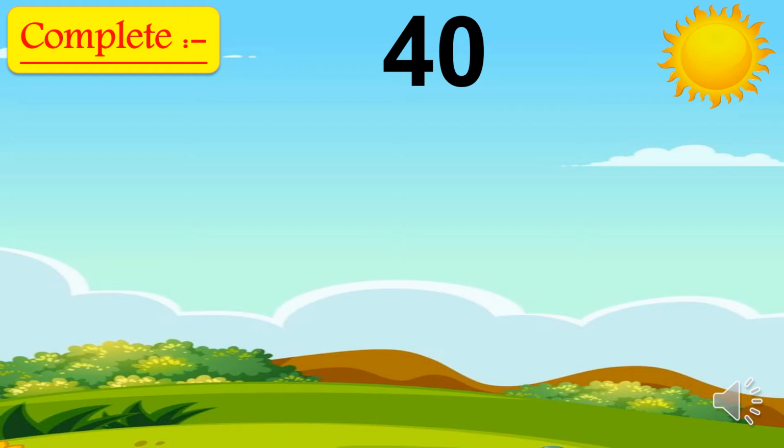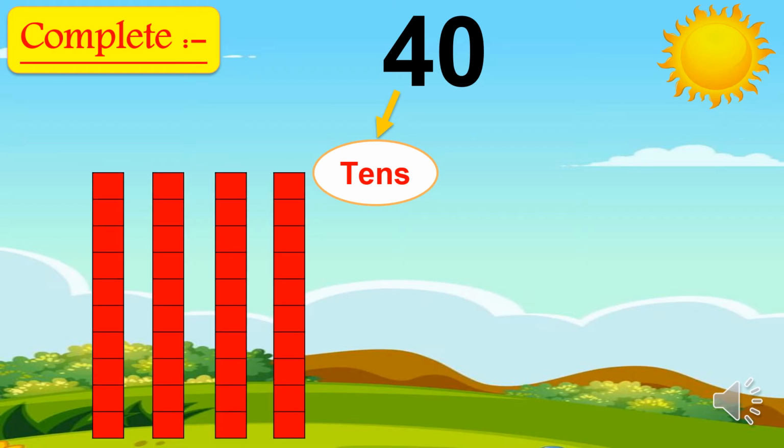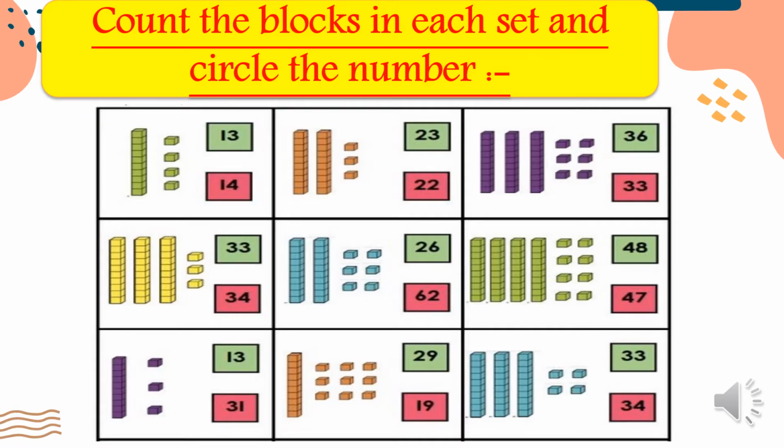Next, we have here number 40. We get our places. So 4 in which place? In tens place. So we have here 4 sticks. 0 in which place? In ones. There are no small squares because 0 in ones.